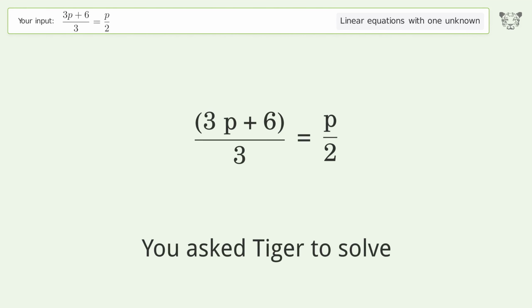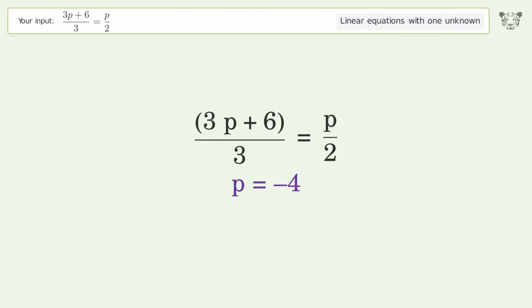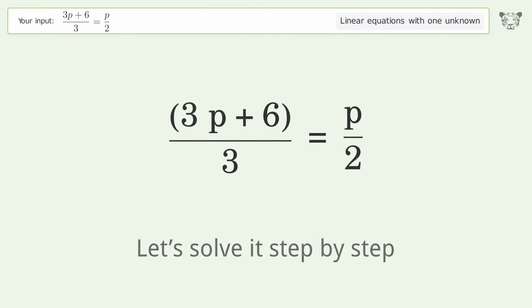You ask Tiger to solve this. This deals with linear equations with one unknown. The final result is p equals -4. Let's solve it step by step.